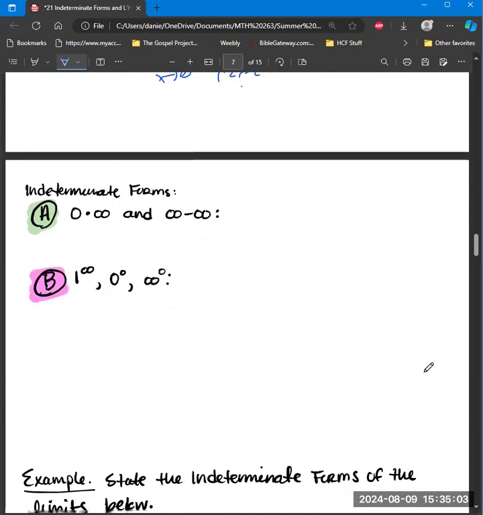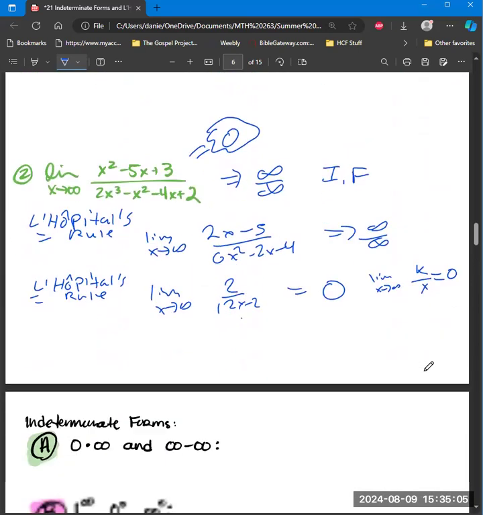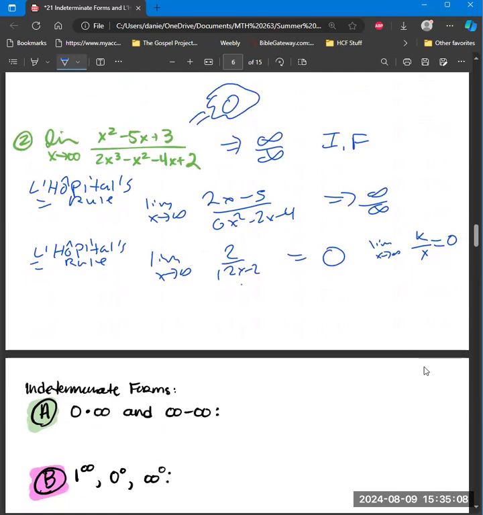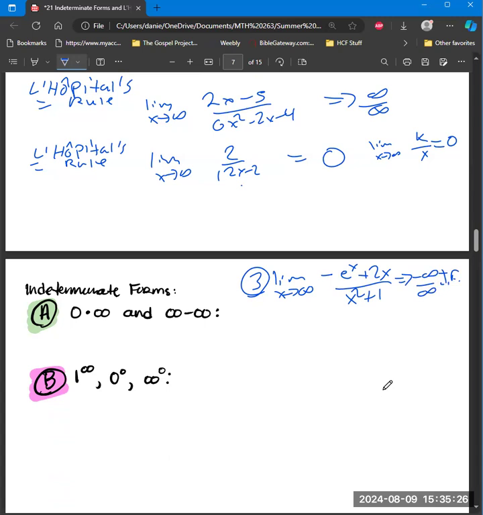But actually, let me do one more example here. Example 3, I'm just going to do it in the margin over here. Limit as x goes to infinity, negative e to the x plus 2x over x squared plus 1. This goes to negative infinity over infinity as an indeterminate form. Now, when I use L'Hopital's rule here, the e to the x is not going to go away because remember, derivatives of e to the x keep coming back, right?